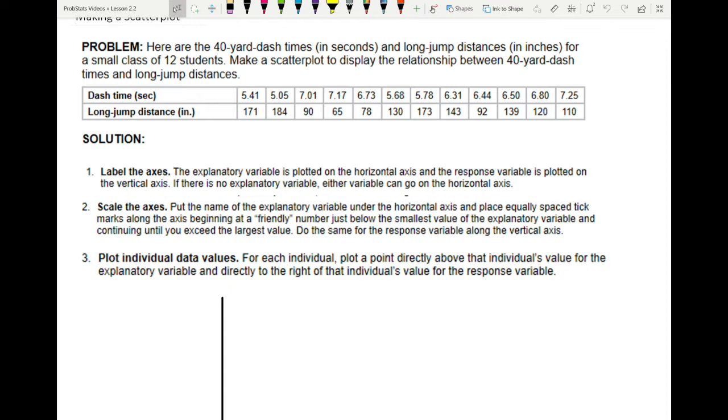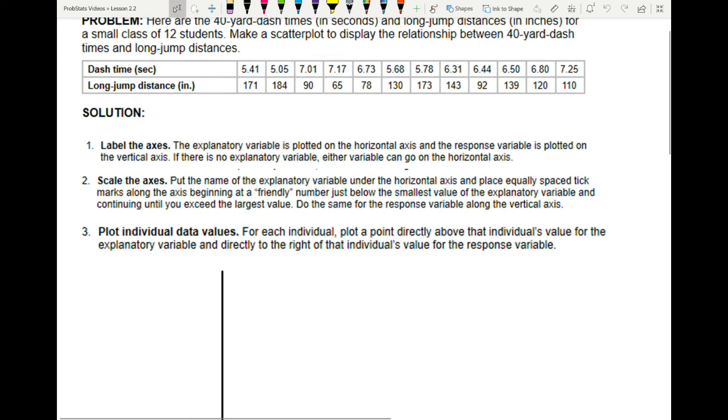So first things first, we want to label the axes. So we want to draw an x and a y axis, and we want to label the explanatory variable on the horizontal axis and the response variable on the y-axis. So like we said earlier, if there is no explanatory variable, then either variable can go on either the horizontal axis or the vertical axis. So it doesn't really matter which one is placed where.